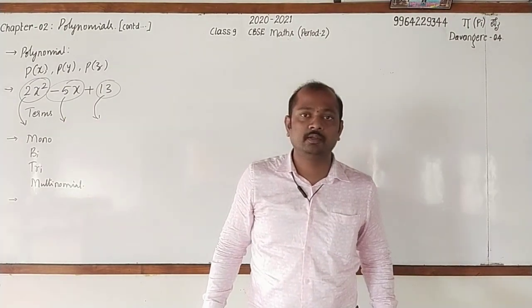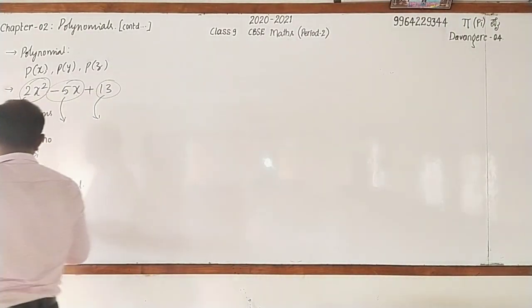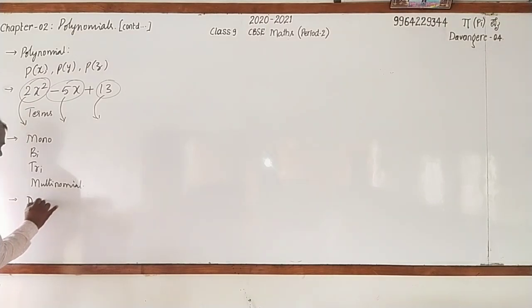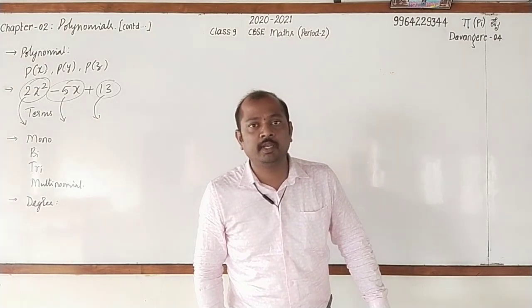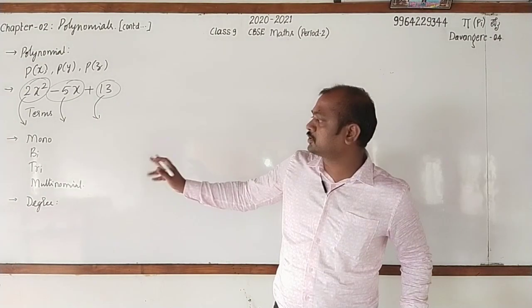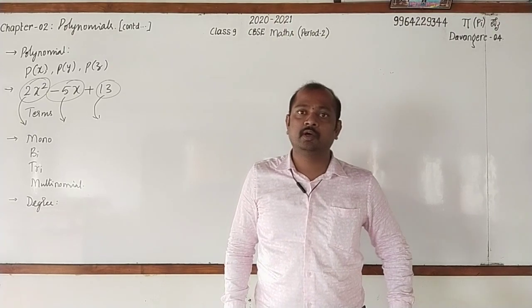Next, after this, we focused on the highest power of the variable involved in the polynomial. What is it called? Yes, you are right. This is the degree of the polynomial. Once I tell the definition, it is also an important one. The highest power of the variable involved in the polynomial is called the degree of the polynomial.